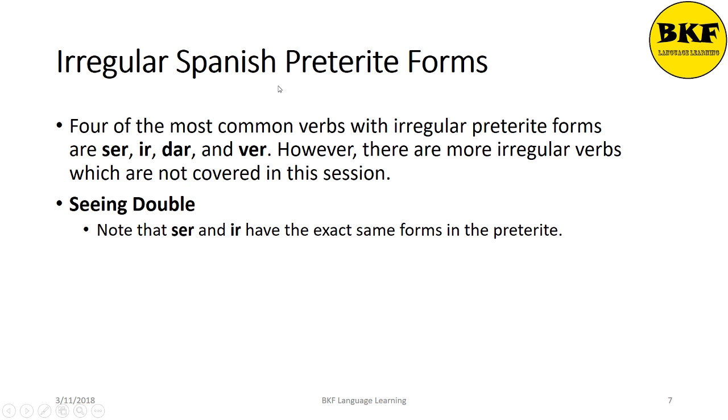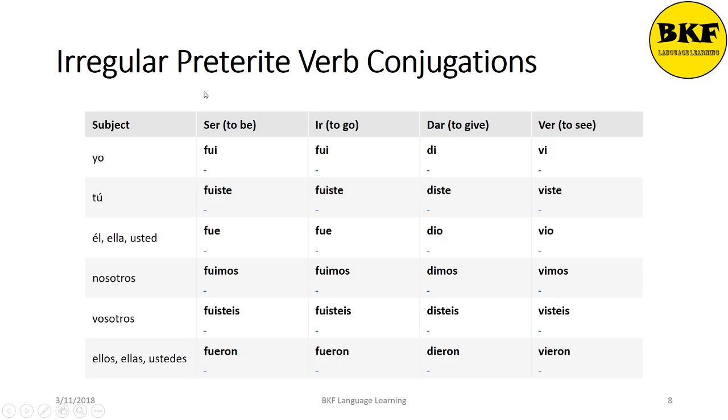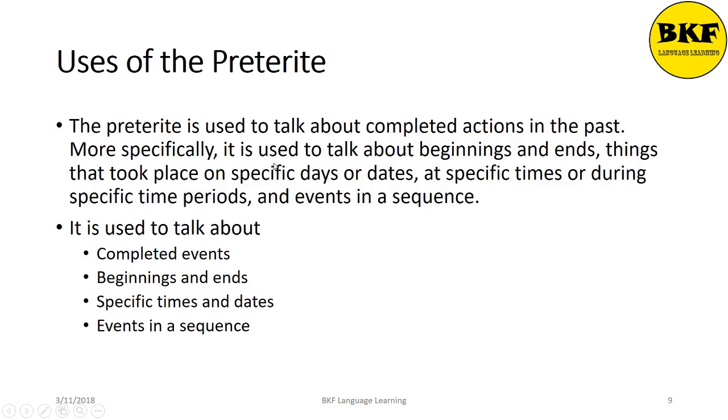Irregular Spanish past forms. Four of the most important verbs with irregular past forms are ser, ir, dar, and ver. However, there are more irregular verbs which are not covered in this session. Okay, so this is the table which you should note down. These are the subjects, these are the forms. This is for ser, this is for ir, this is for dar, this is for ver. Another note is that the forms for ser as well as ir are the same. So please make a note of it.